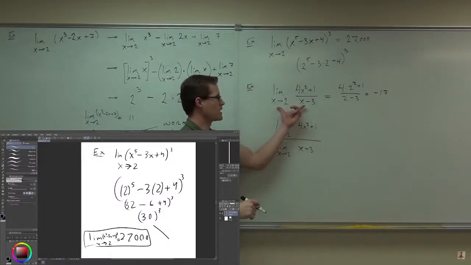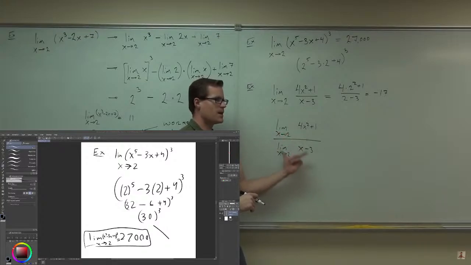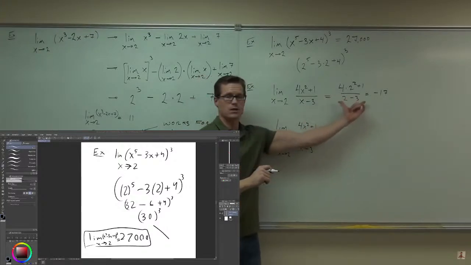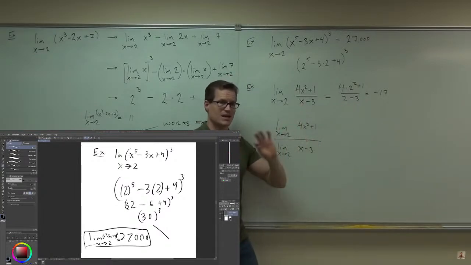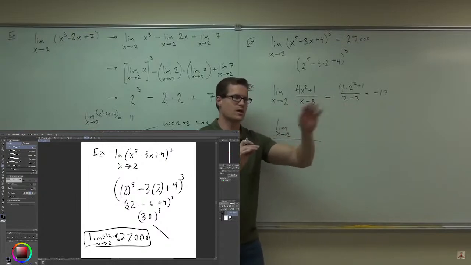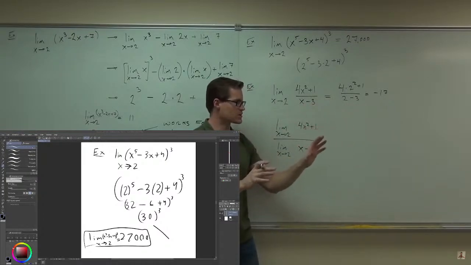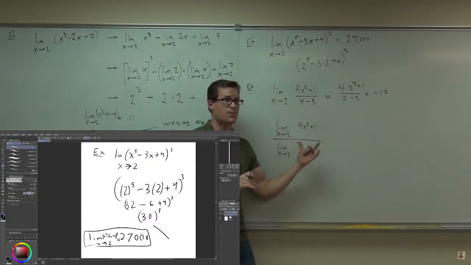Notice how here I have to write the limit, here I have to write the limit, here I have to write the limit. As soon as you evaluate, you don't write the limit anymore. Do you guys see the difference there? So yes, you must write the limit until you actually evaluate it. Once you do that, you're done. No more limits. You just have those numbers, but you have to write it up until that point.